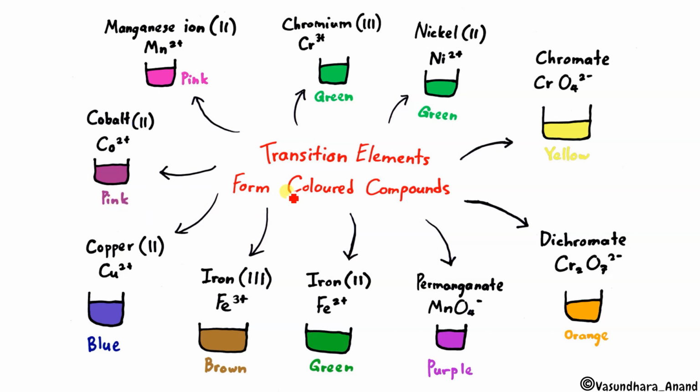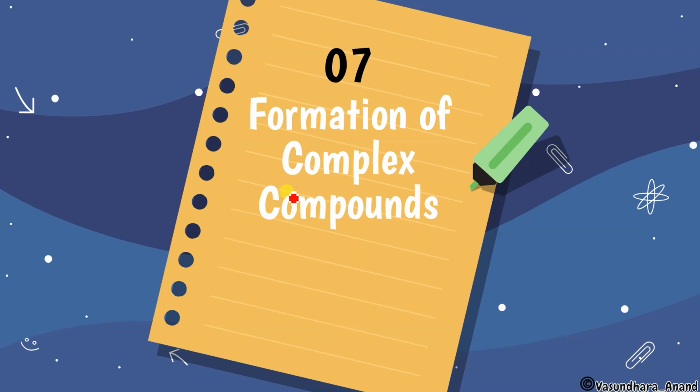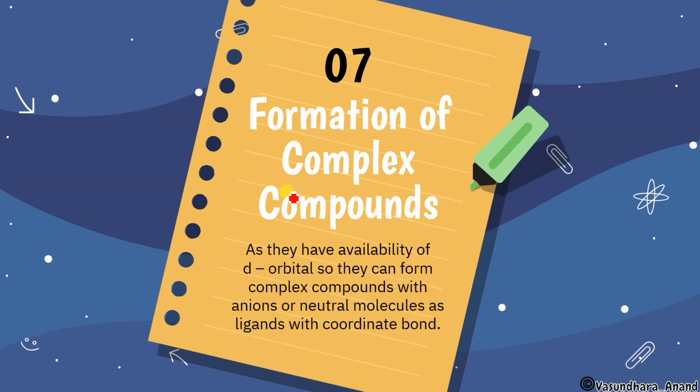Okay, chaliye. Now, formation of complex compounds. As they have availability of d orbitals, they can form complex compounds with anions or neutral molecules as ligands, with the coordinate bond. Since they have d orbitals, they can easily form complex compounds with the anions or the neutral molecules with the help of coordinate bonds, and these anions and neutral molecules are called ligands.